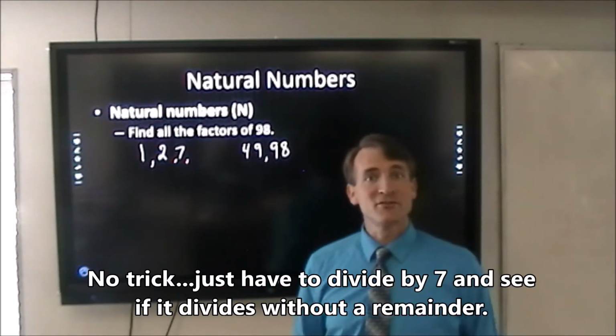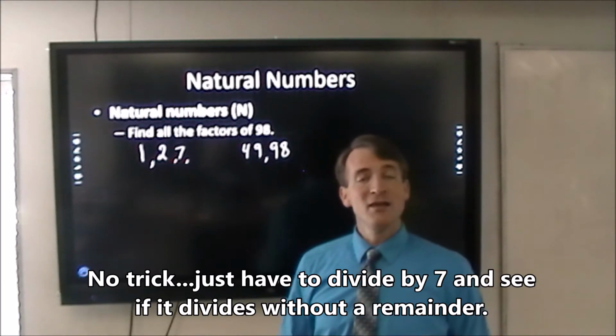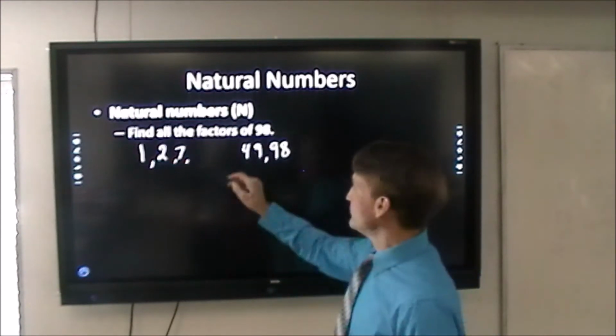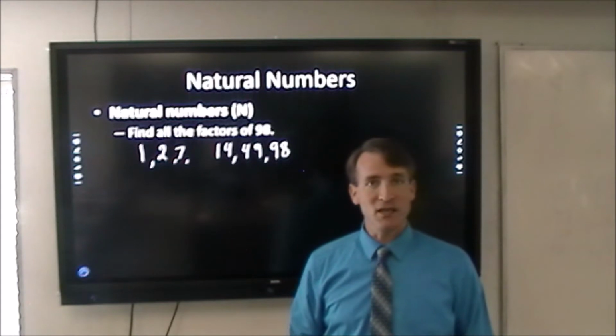There is no trick to figuring out whether a number is divisible by 7. You just have to try it. If I divide 98 by 7, I get an answer of 14. So 14 is also a factor of 98.